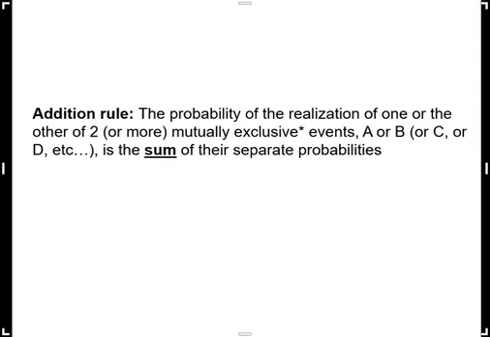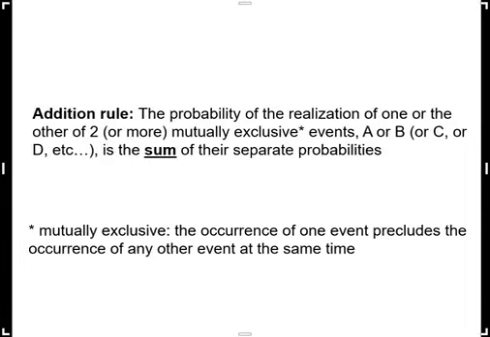But now we have the additional rule. This is the probability of the realization of one or more mutually exclusive events. So it's A or B, right? Not A and B, that was multiplication. Now it's A or B. So when you have that probability of A or B, then that's the sum, adding rather than multiplying. And so mutually exclusive means if you have one, you can't have the other.